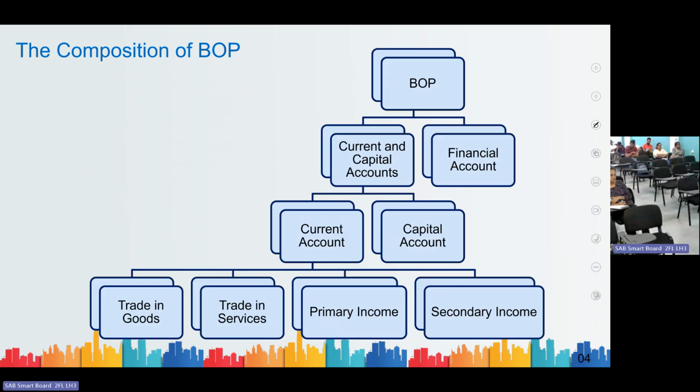So this is the basic structure of BOP. Basically, there are three accounts: the current account, the capital account, and the financial account.